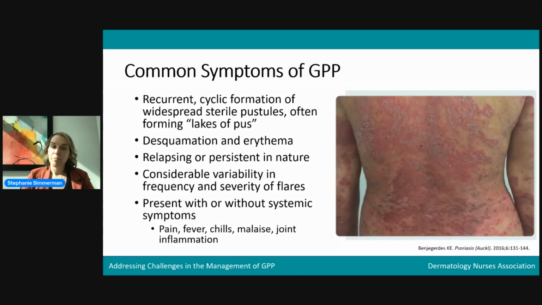So the most common symptoms with GPP: most often you're going to see recurrent, widespread sterile pustules, the lakes of pus as we like to call it. You're going to see desquamation and erythema. It could be relapsing, it could be persistent in nature. There's a lot of variability in how these patients can present and in the frequency and severity of their flares. And remember, these patients can present with or without systemic symptoms, which include fever, chills, malaise, pain, and joint inflammation.